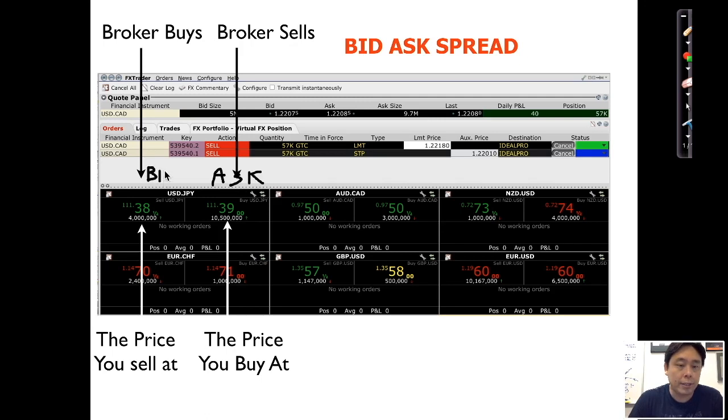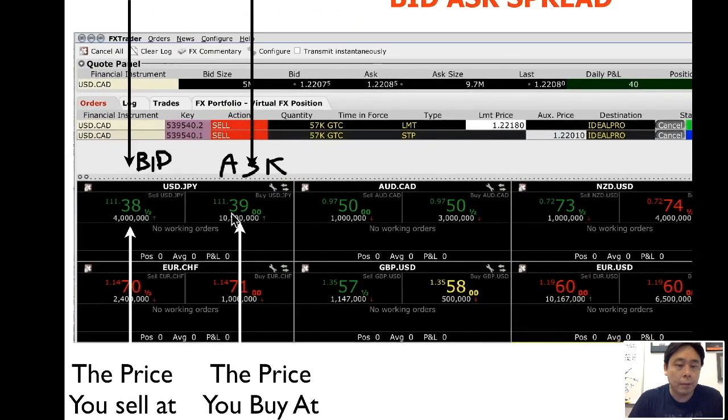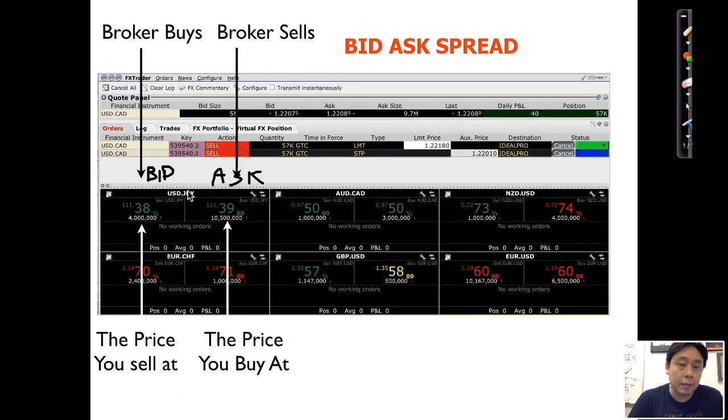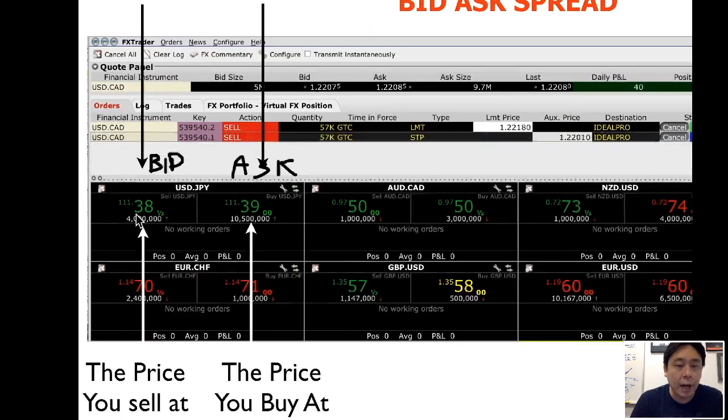So there are always 2 prices that will be moving very fast: the bid and the ask price. Okay, so what's the ask price? Again, the ask price is what people are asking for to sell you their currency. And again, this could be the broker itself selling it to you, or they're offering quotes from liquidity providers.